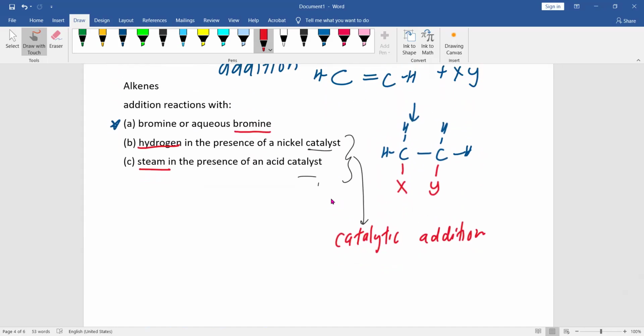Those are your maths. Catalytic addition. Catalyst is the thing. Catalytic addition means using a catalyst.